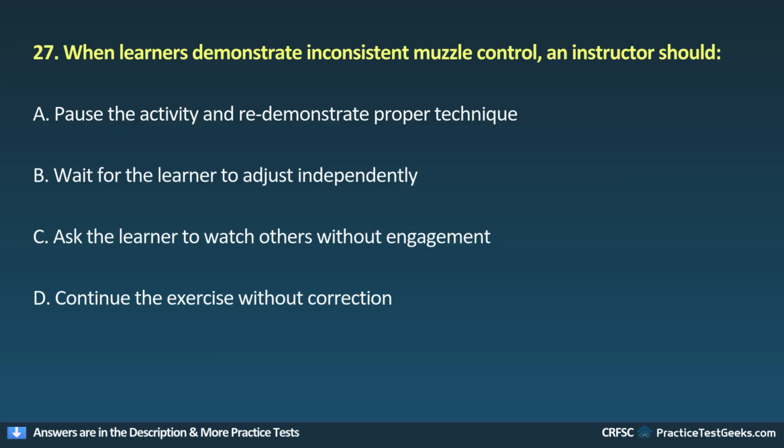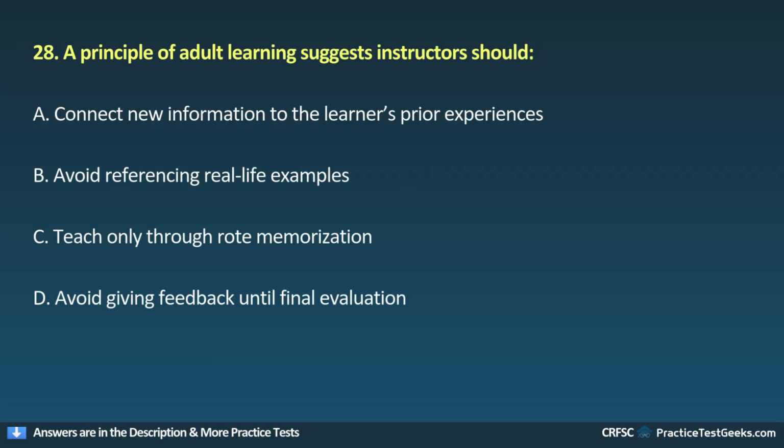27. When learners demonstrate inconsistent muzzle control, an instructor should A. Pause the activity and re-demonstrate proper technique. B. Wait for the learner to adjust independently. C. Ask the learner to watch others without engagement. D. Continue the exercise without correction.